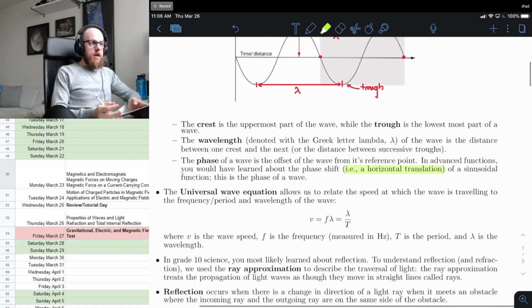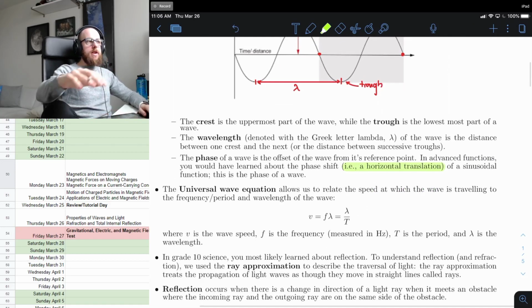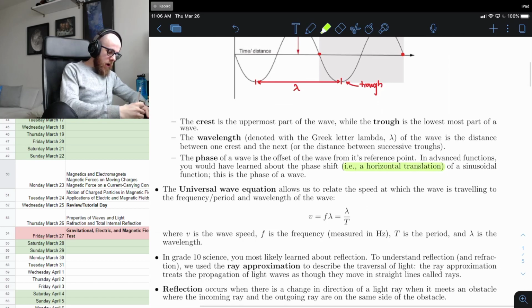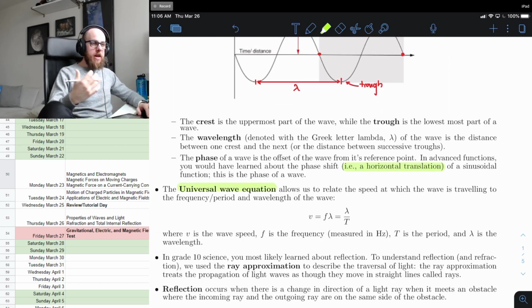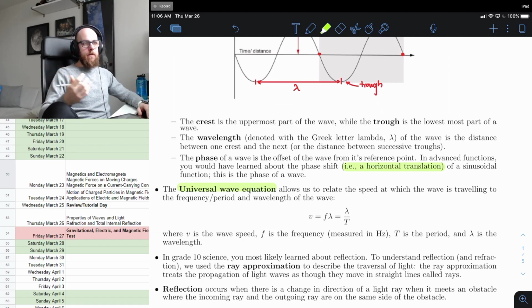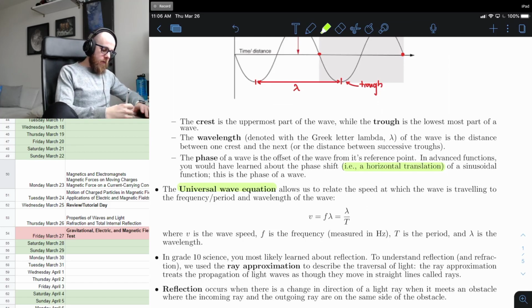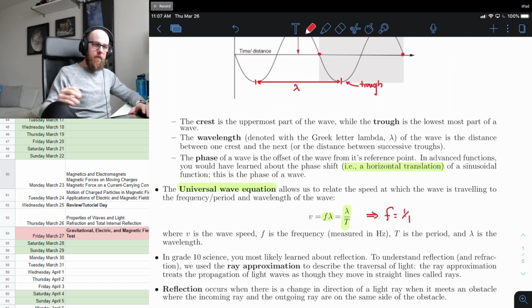Okay, so our first equation, which you should have seen for sure in grade 11 waves, is the universal wave equation. It allows us to relate the speed at which a wave is traveling to either its frequency or period and the wavelength. There are two equivalent formulas here. Either the speed of the wave is equal to the frequency times the wavelength, or, equivalently, the wavelength divided by the period. Here we've used the relationship between frequency and period: frequency is just 1 divided by the period. So that's another relation that we see.